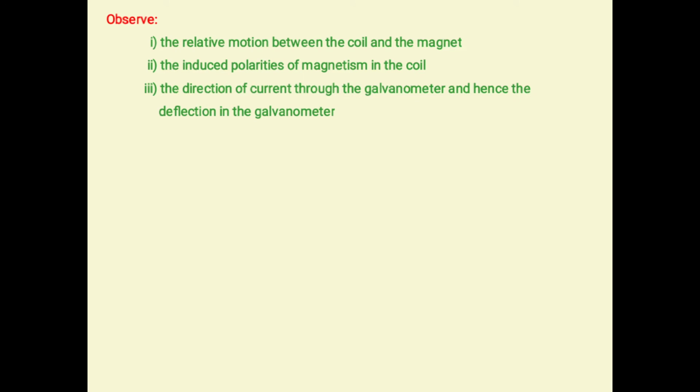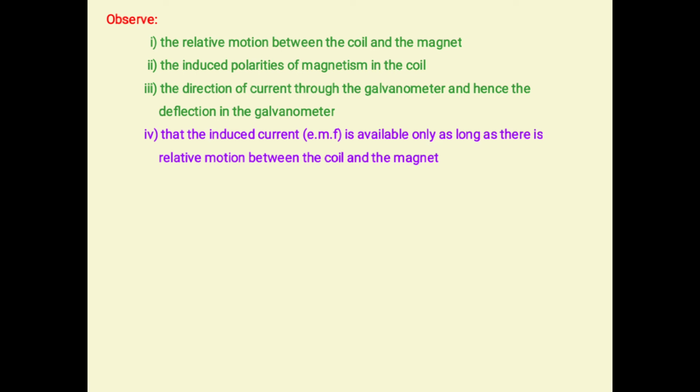Now the observations are there. First, the relative motion between the coil and the magnet. Second, the induced polarities of magnetism in the coil. Definitely the coil has two poles: the nearer end becomes north pole and the further end becomes south pole. The third point is the direction of current through the galvanometer and hence the deflection in the galvanometer. Definitely when north is moving towards the coil, there is deflection towards the right side, and in the other case the deflection is towards the left side. That means there is reversal of direction of current in the coil.